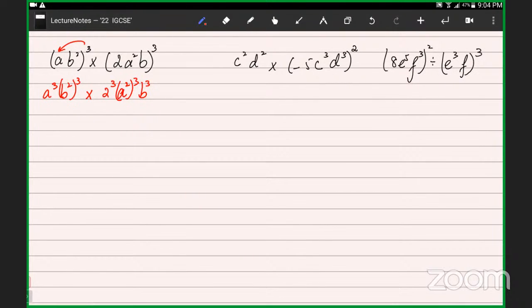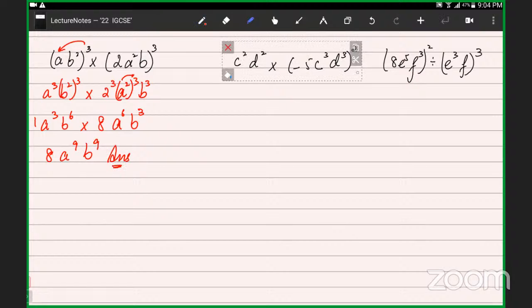So we simplify it. It's a cube into b power 6 into that be 8. A raised power raised to power will be multiplied. So it is a 6 into b cube. Then we are going to multiply it. It's 8 a raised to the power 9 b raised to the power 9. That is your final answer for this. Okay.